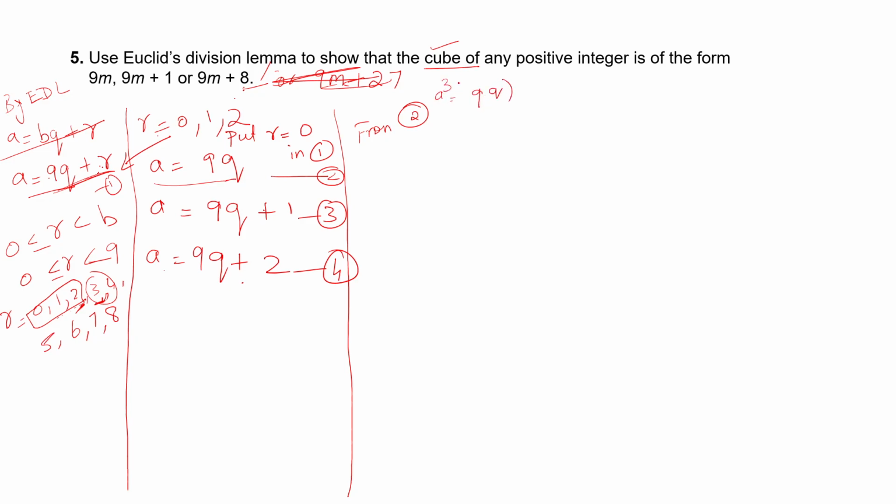(9q) whole cube. Should we expand this? 9 9s are 81, 81 into 9. Do you think that is required? No. Why? Because that is not our purpose. Our purpose is 1 9 should be outside.